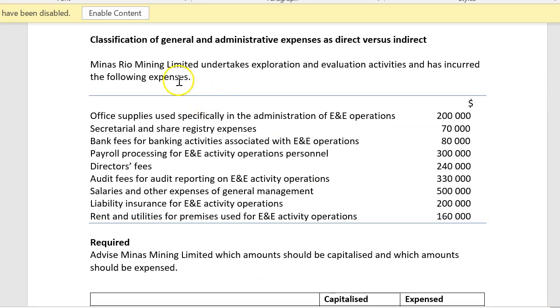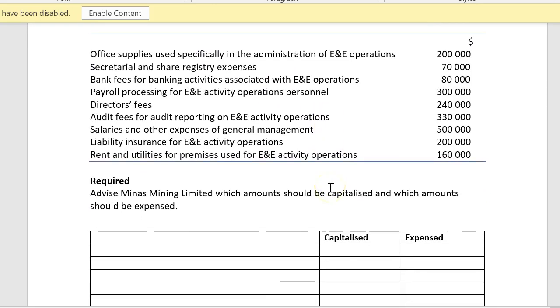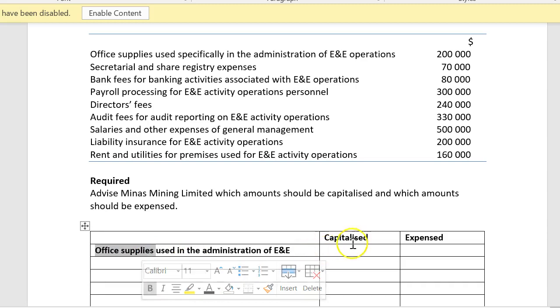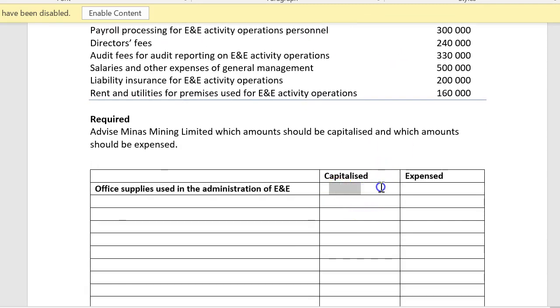For part B, you're given a number of exploration and evaluation activities. All you need to do is classify whether these costs can be capitalized or must be expensed. The trick here is, as long as they're part of exploration and evaluation, you must capitalize. For the first one, office supplies used specifically in the administration of E&E, should we capitalize or expense? Since they're part of E&E, you must capitalize. You write the amount here. There you go. Done.